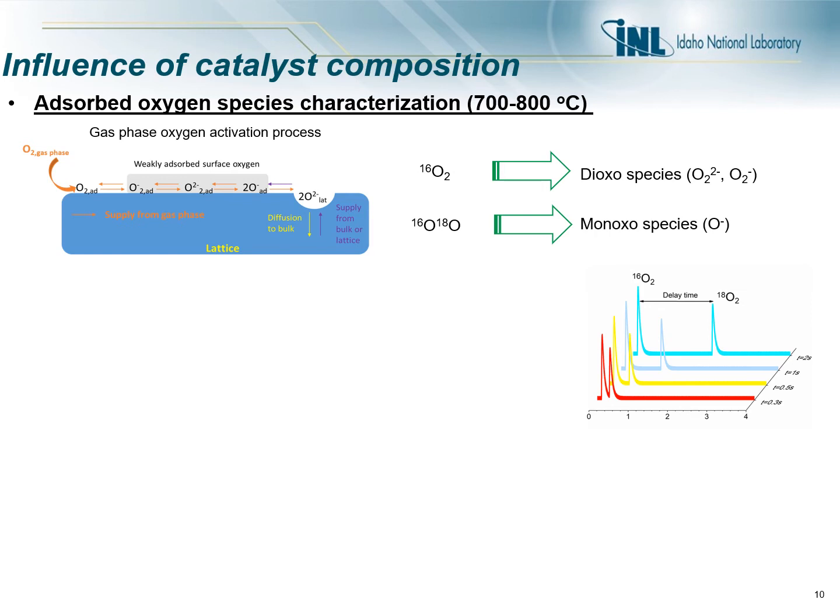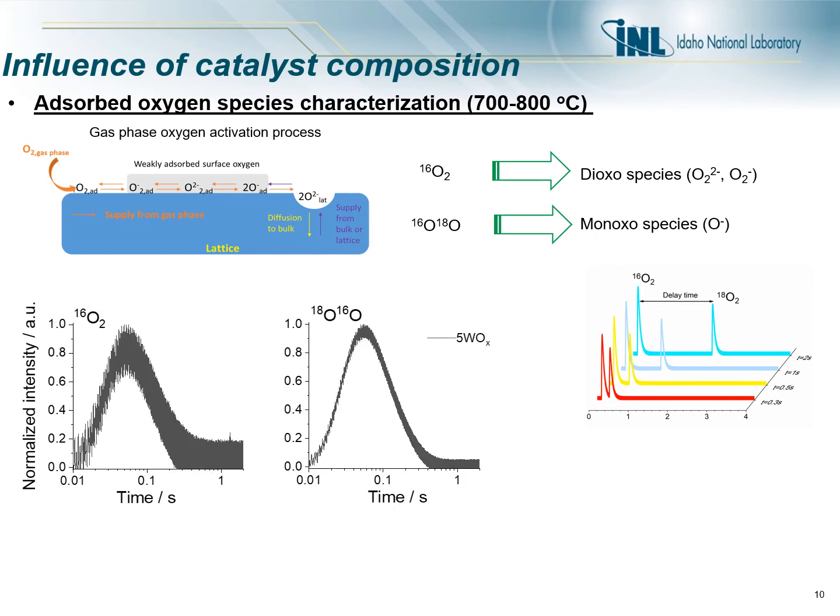The formation of 16O2 during the 18O2 pulse can be ascribed to the existence of some dioxo species, and the mixed isotope here can be attributed to the existence of monooxo species. From the experiment, we can observe 16O2 and also mixed isotope formation during the 18O2 pulse. However, their kinetic features are very different, and also depend on the catalyst composition.